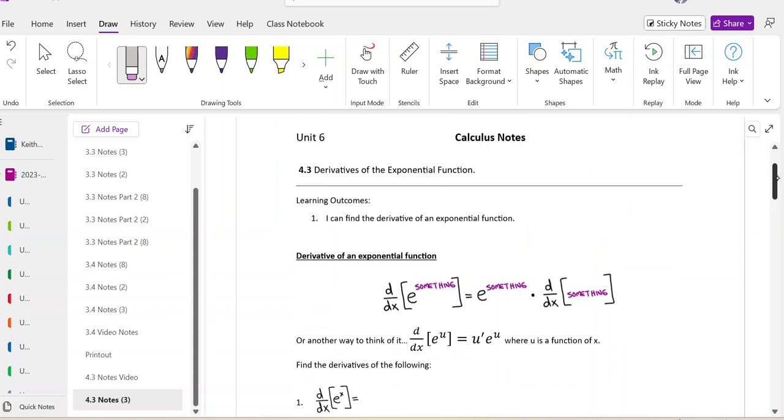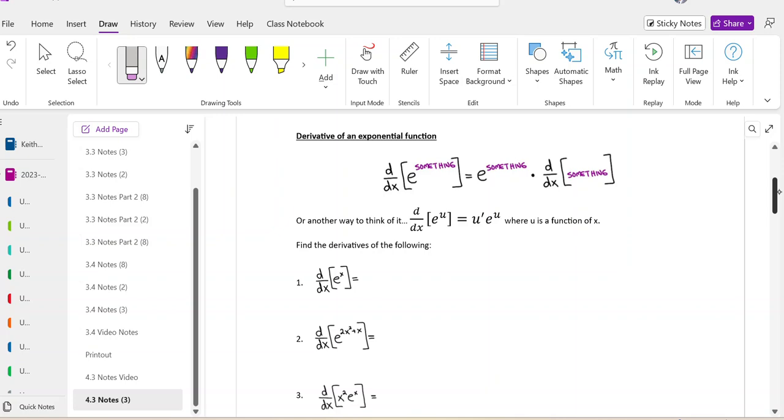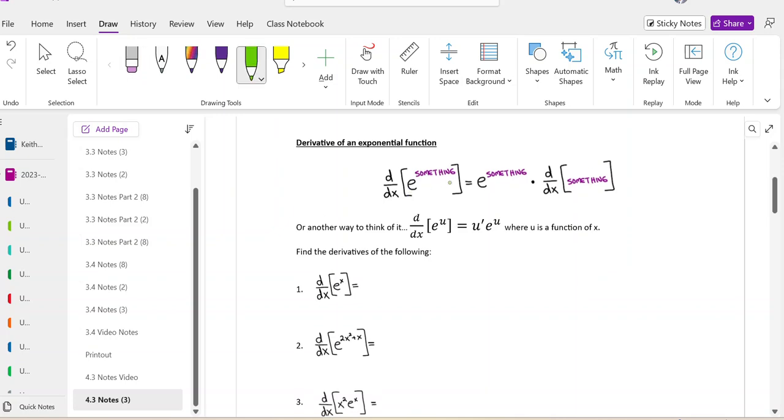4-3. We're talking about derivatives of the exponential function. That's where you have the derivative of e to something, and the derivative of that, basically doing the chain rule, is e to the u times u prime.